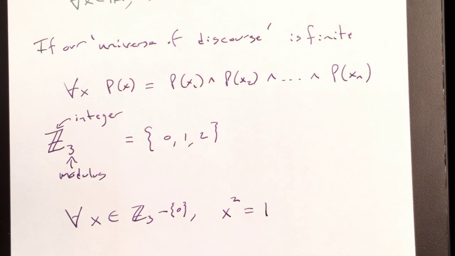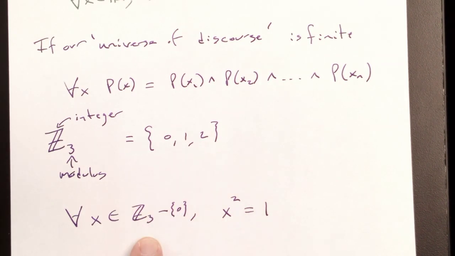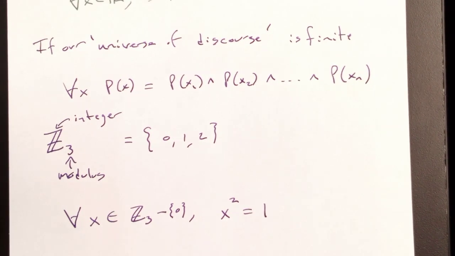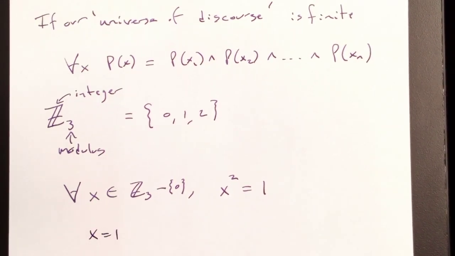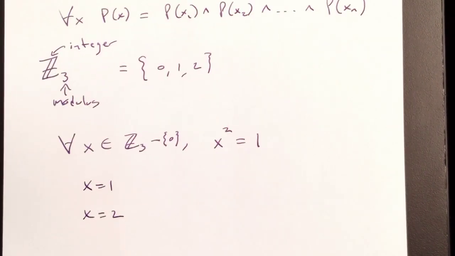Okay, I did something weird. For all x in my set, take away 0. When you square the number, you get 1. That's weird, isn't it? But I can really check that by checking the only 2 options that are allowed here. The only 2 possible x's are either x is 1 or x is 2. Those are the only ones that I need to worry about, yes?